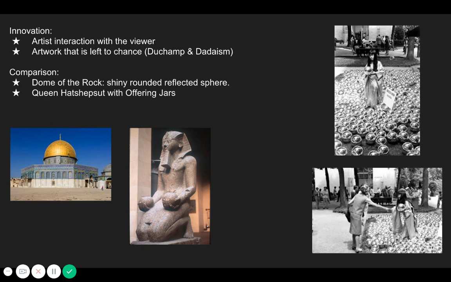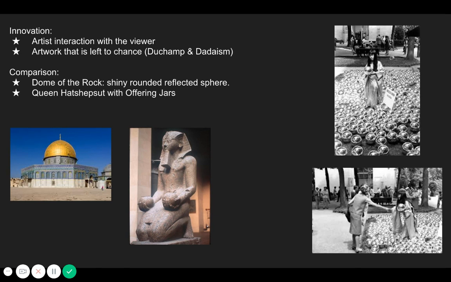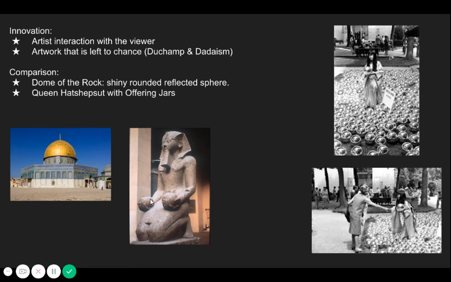When I did some comparisons, two things stuck out for me. First of all, in Islamic art, I chose the Dome of the Rock because it has that very shiny, rounded, reflective dome. It's not a full sphere, but it has the same effect, and I thought that was a good comparison. And then I also felt, especially from this photo of the artist involved in her happening here and holding these fortune-telling balls, it really reminded me of Queen Hatshepsut with her statues holding the offering jars. Even though they're jars, they're very sphere-like, and I know they're jars, honestly, only from the title. If the title didn't disclose that, I would think they were some sort of sphere or ball. So it reminded me of the two of them.